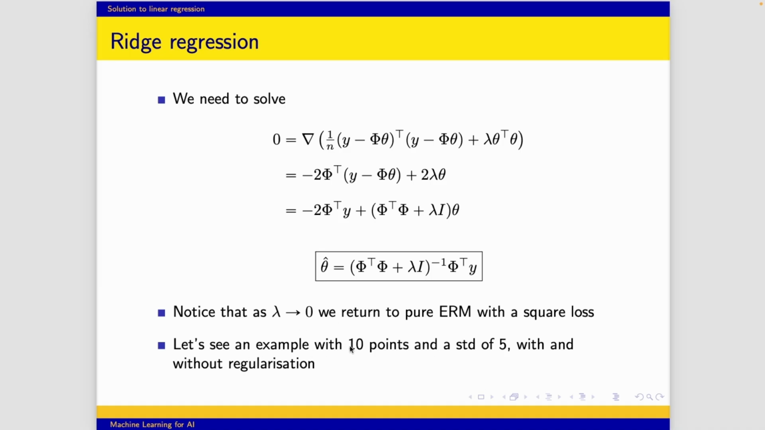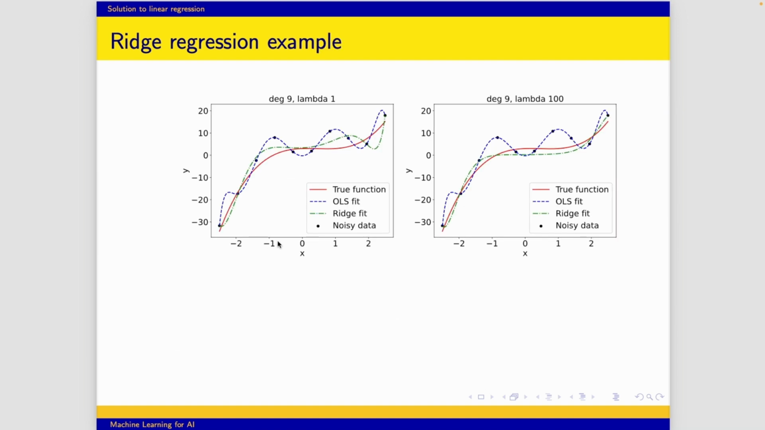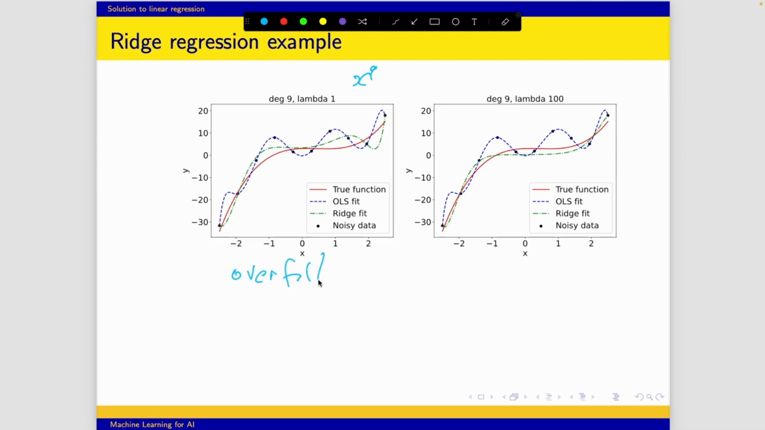So let's take a look at an example, and we're going to choose the example that we looked at before: 10 points, with standard deviation of 5, and we're going to look at the case with and without regularization via ridge regression. So here is the example, and let's see what's happening. The data points, which are noisy with a standard deviation of 5, are these black points. The true curve we want is this red curve. The blue curve is what happens if we use a degree 9 polynomial, so terms up to x to the power 9. You can see we get this wiggling, and this is overfitting.